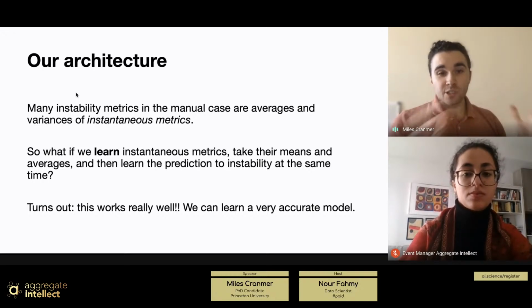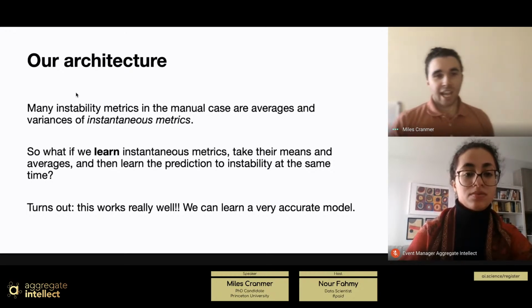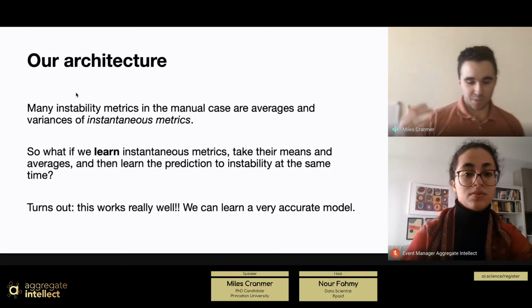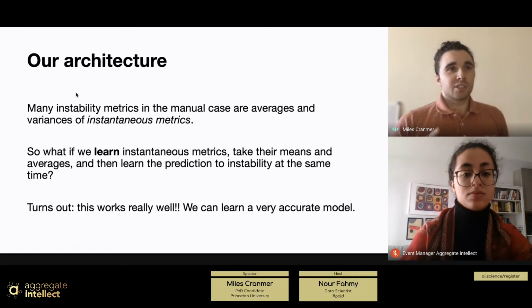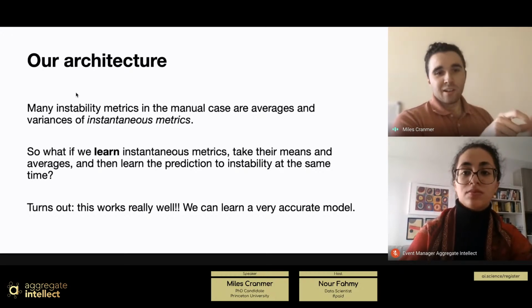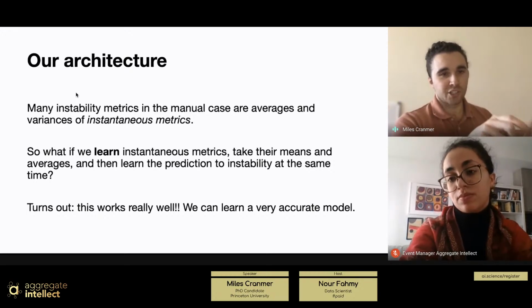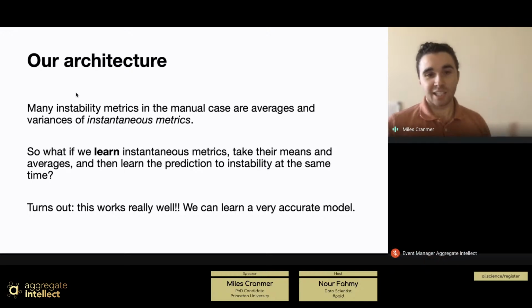So it turns out this works really well. We can learn a very accurate model with this, even though standard approaches like LSTMs and CNNs did not work that well. It's so cool that you take the theoretical approach, take out a piece, and learn an optimal function, and it beats standard machine learning models. I think that's really cool.